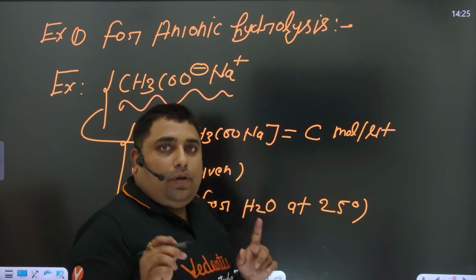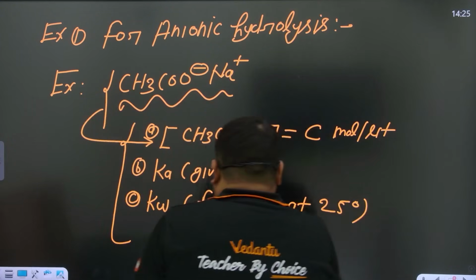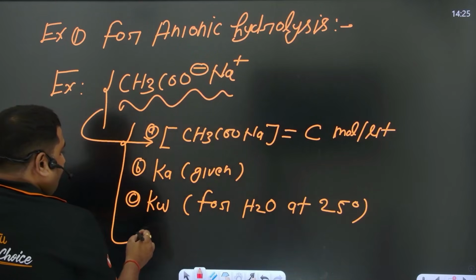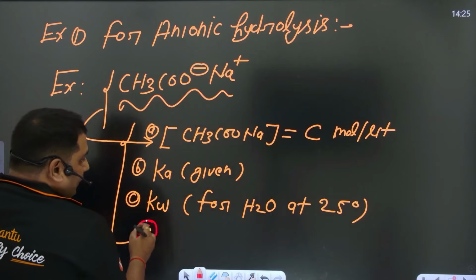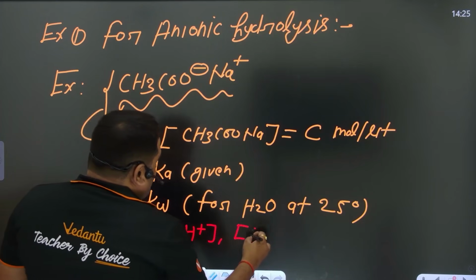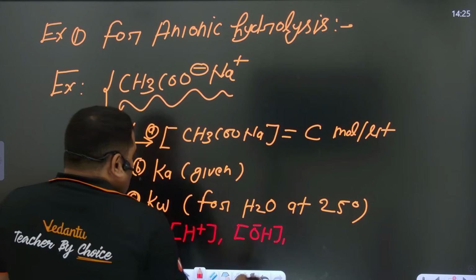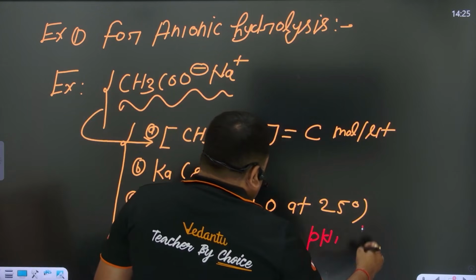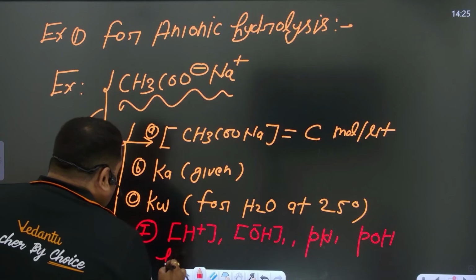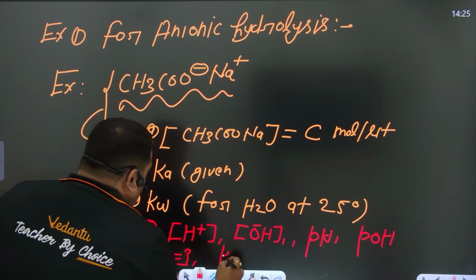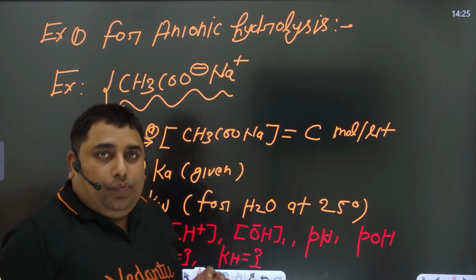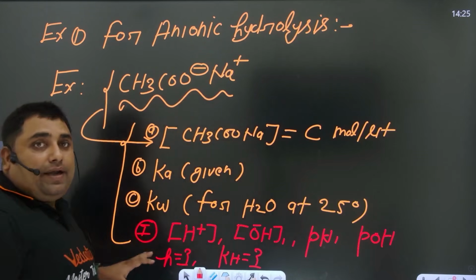Now you have to calculate these parameters. What are these parameters? First, you have to calculate the concentration of H positive ion, or the concentration of OH minus ion, right? Basically, you want to calculate the pH value and the pOH value of the given salt solution, and then you have to calculate the degree of hydrolysis. Then you have to calculate the hydrolysis constant, Kh value, right? So these things we want to calculate in the particular question, right?